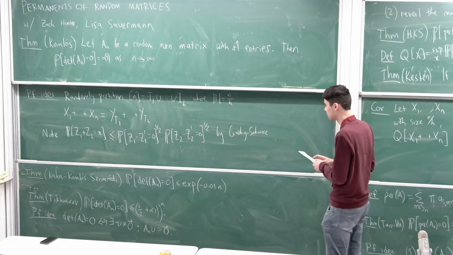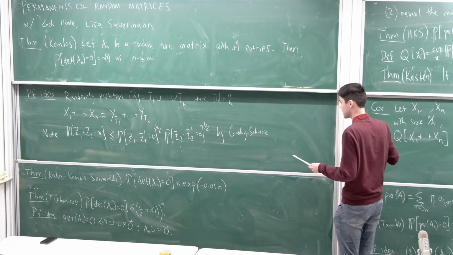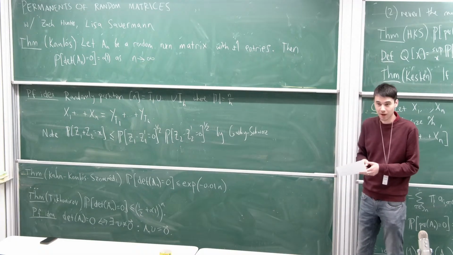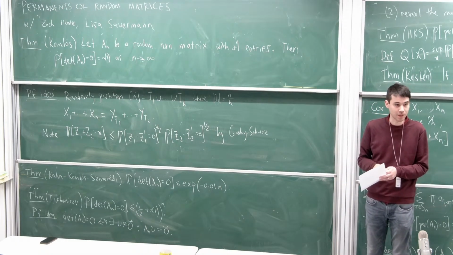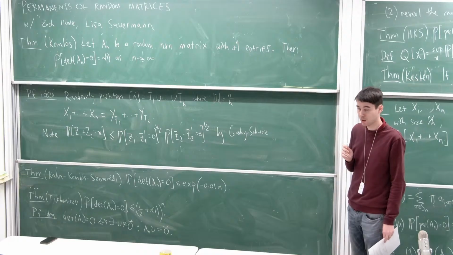Okay. So let me maybe leave it at that for why Kesten's theorem implies this corollary. And then let's talk about how we use this corollary. How are we proving anti-concentration of the permanent?